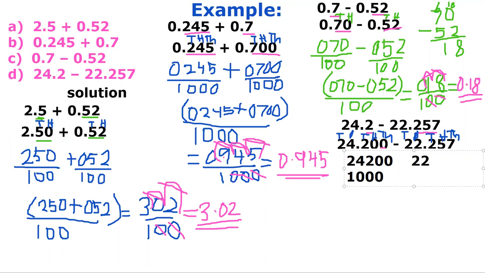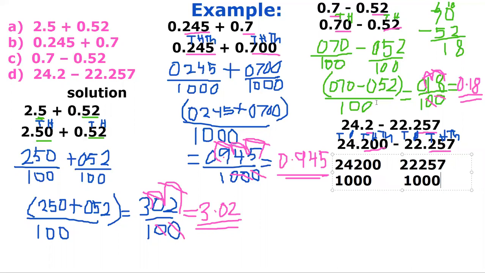22257 over 1000. Okay, now let me use this space also. Here over 1000, over 1000, but the sign here is the minus sign. Okay, that is the minus sign.